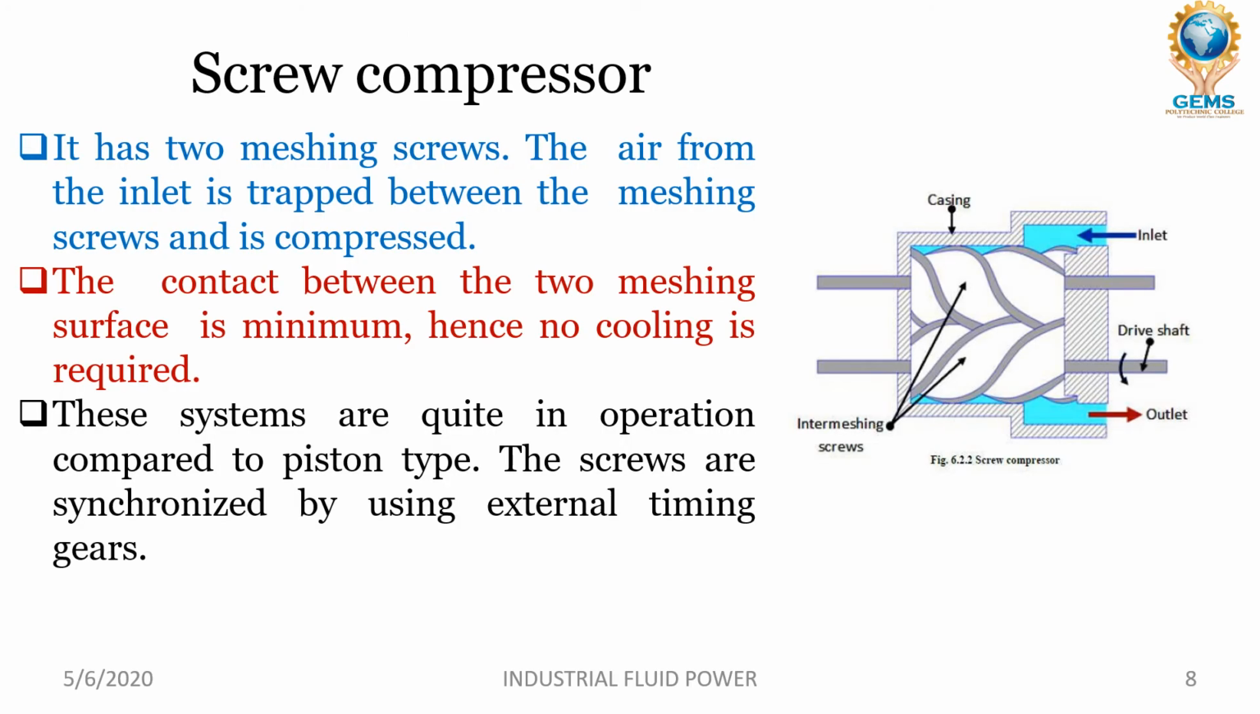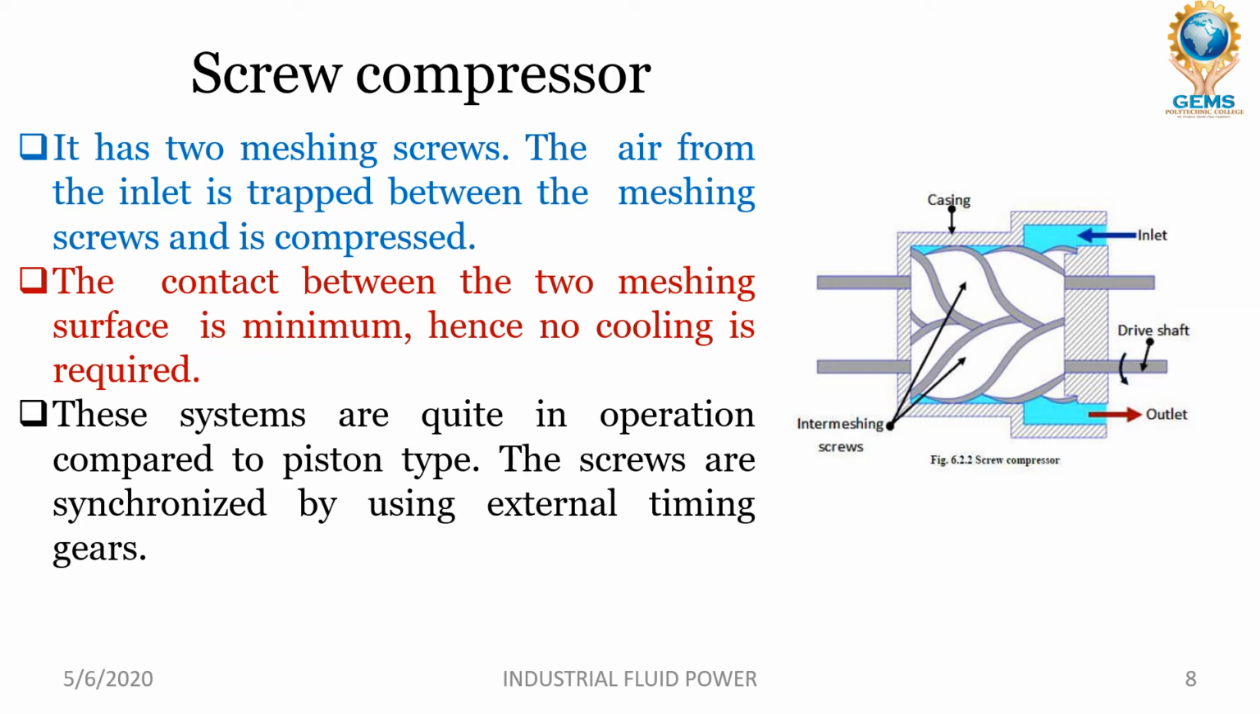Now let's consider the screw compressor. It has two meshing screws. The air from the inlet is trapped between the meshing screws and is compressed. The contact between the two meshing surfaces is minimum, hence no cooling is required. These systems are quiet in operation compared to piston type. The screws are synchronized by using external timing gears.